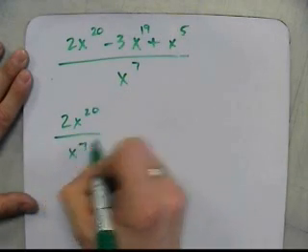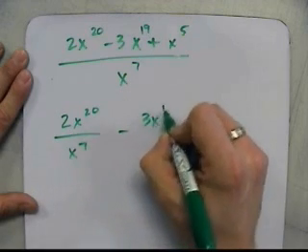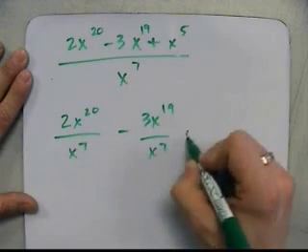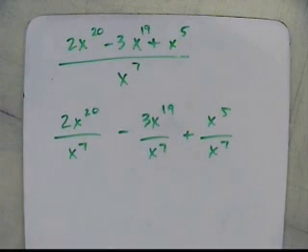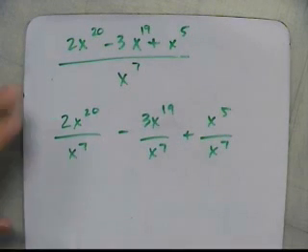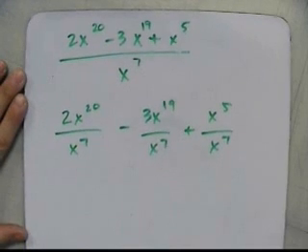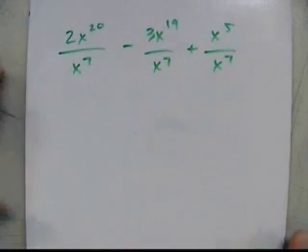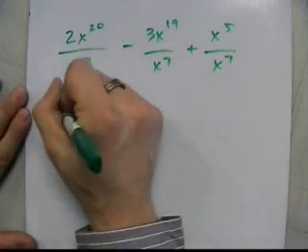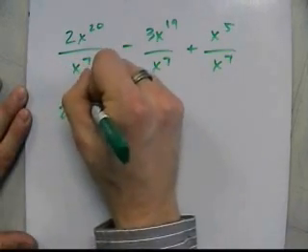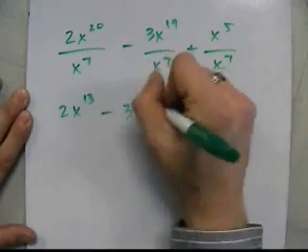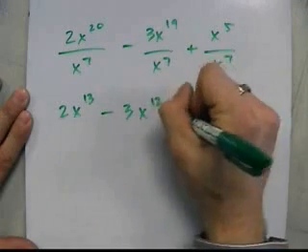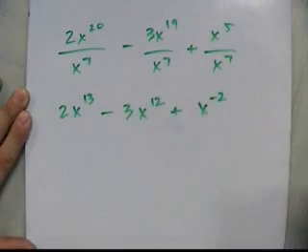Divide this by x to the 7th, and then minus 3x to the 19th divided by x to the 7th, and then plus x to the 5th divided by x to the 7th. Giving each one its own term is a good thing. Now we can simplify as we go. If I divide, I can just subtract those exponents. So it's going to give me 2x to the 13th power, then minus 3x to the 12th power, and the last one plus x to the negative 2nd.